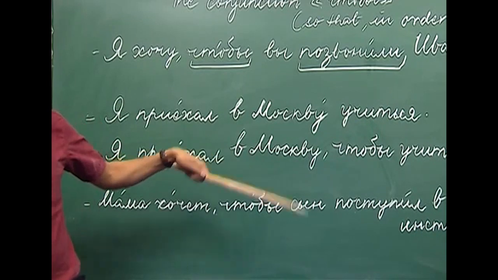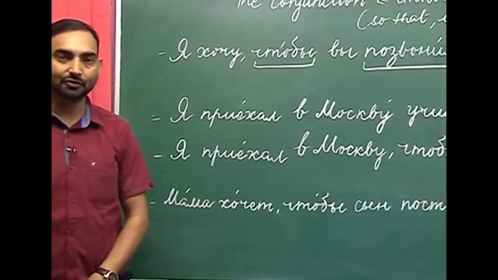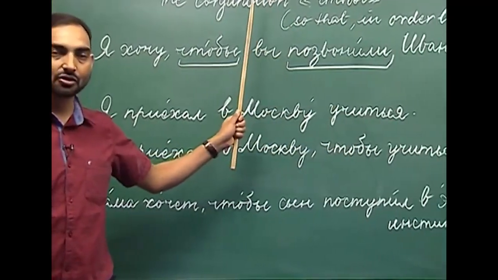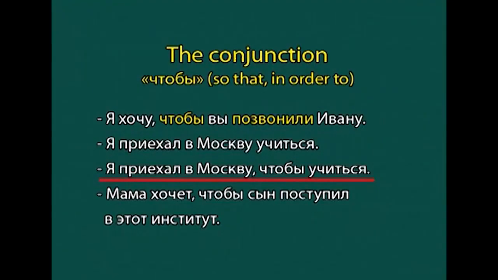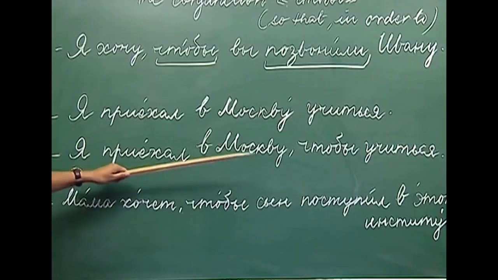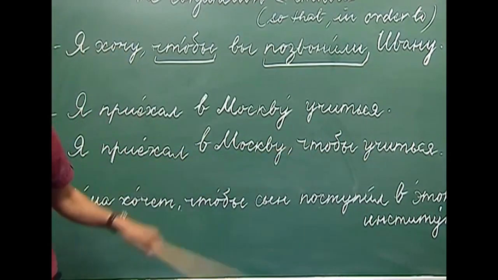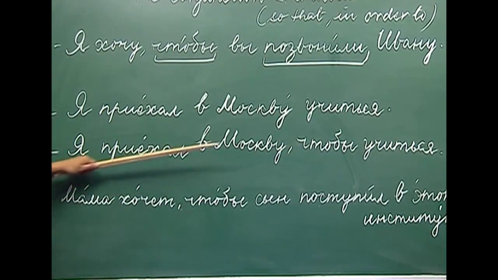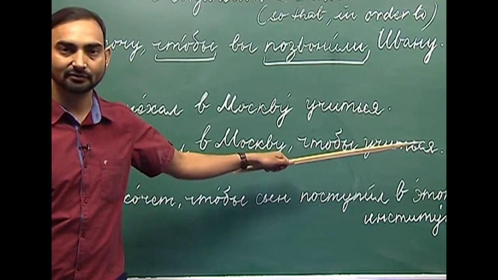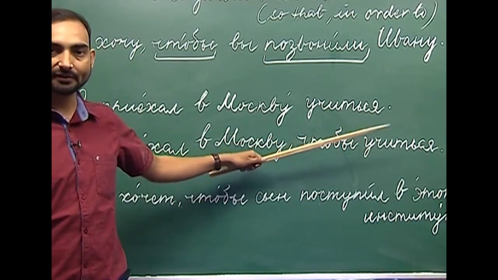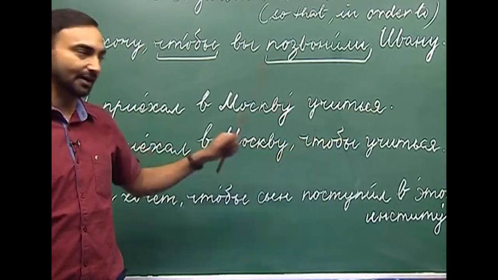The same sentence can be expressed as a complex sentence with the use of the conjunction чтобы. Я приехал в Москву, чтобы учиться. Here, as you can see, this is the subordinate clause with чтобы, but the meaning remains the same. I have come to Moscow in order to study. A complex sentence has been used to convey the same meaning.